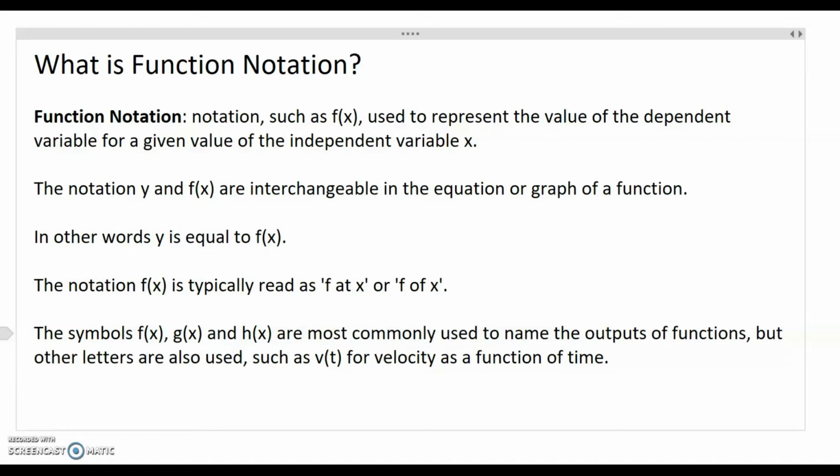The notation f of x is typically read as f at x or f of x. You can see from how I've been talking recently that I prefer to say f of x, but either is fine. The symbols f of x, g of x, and h of x are most commonly used to name the outputs of functions. However, other letters can also be used, such as v of t for the velocity as a function of time, and there'll be other things like h of t for height as a function of time in other questions.